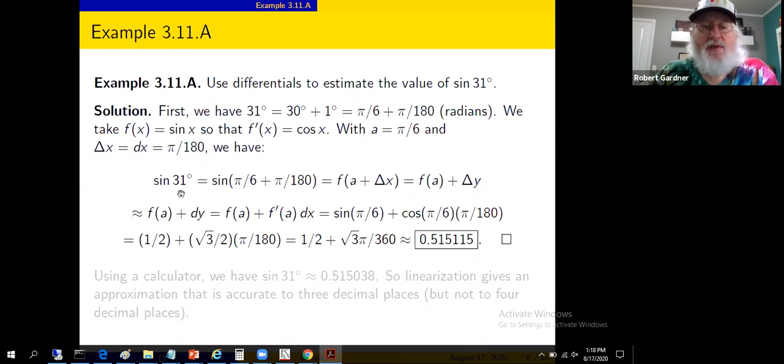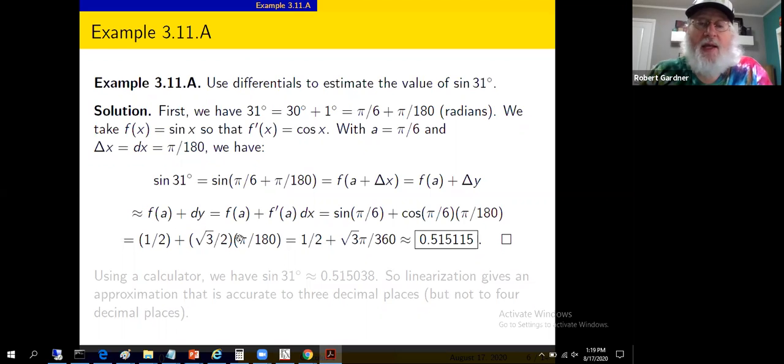The sine of 31 degrees, well, that's the same in terms of radians as the sine of pi over 6 plus pi over 180. That is the f of a plus delta x. That is the f of a plus the change in the function. Delta y was the change in the function. We're approximating the change in the function with the differential dy, which is computed like this. So there's where the approximation comes in, when we change from delta y to approximating it with dy. So we're changing from actual function values to things related to the linearization, the approximation to the function, L of x.